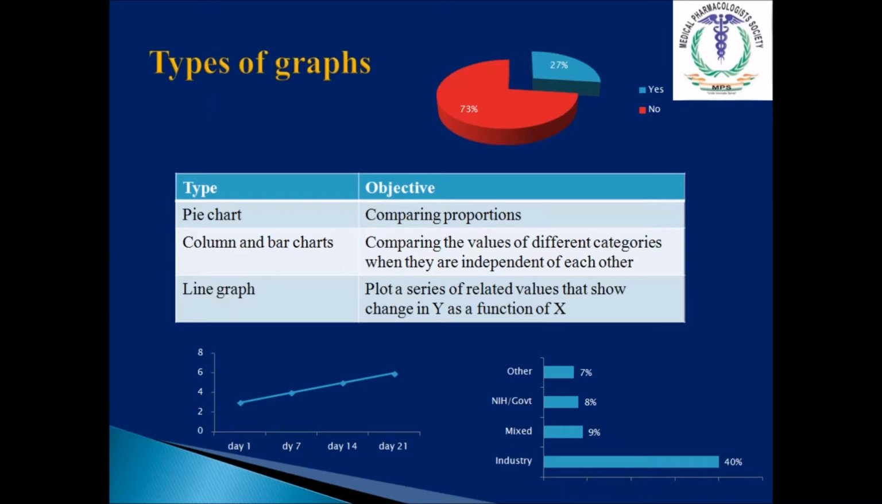So the pie chart is above the table. Below the table, on your right side, you have the column or the bar chart. Where do I use a column chart or a bar chart? When I want to compare the values of different categories, when they are independent of each other.